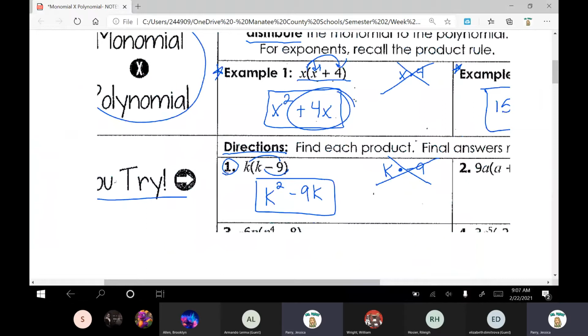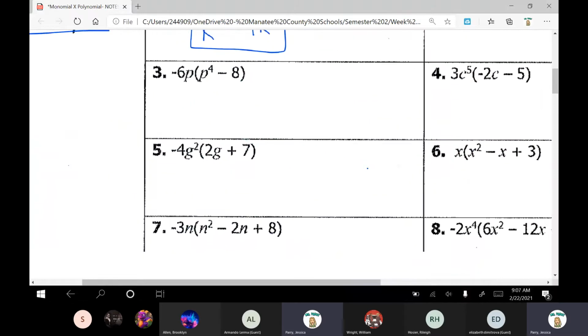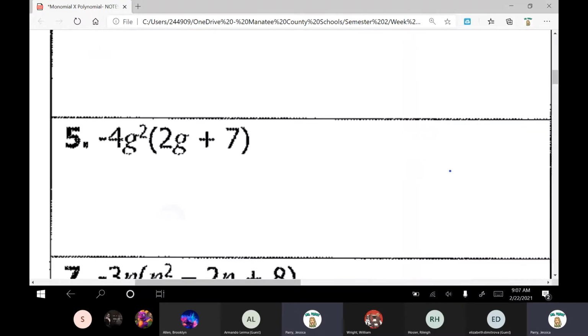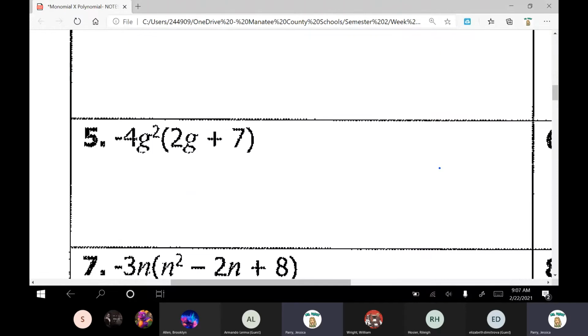Next one, I'm going to go down, skipping a couple of these because a lot of them are just the same thing. It's just practicing over and over and over again. I don't think we need to go through a million questions where it's the same type of thing, just different numbers and variables, because then it's kind of annoying. So let's go through and make sure you understand it.